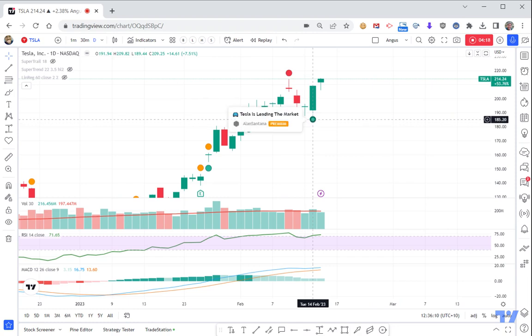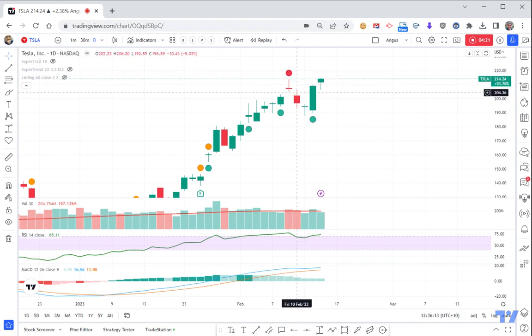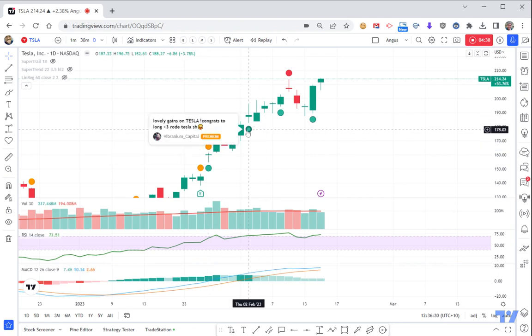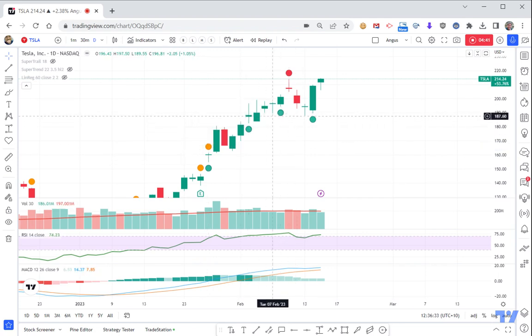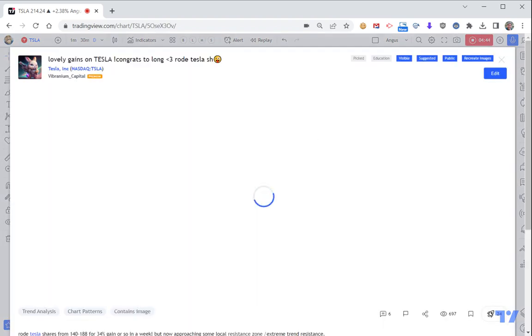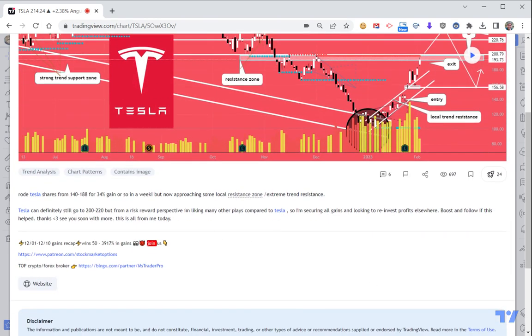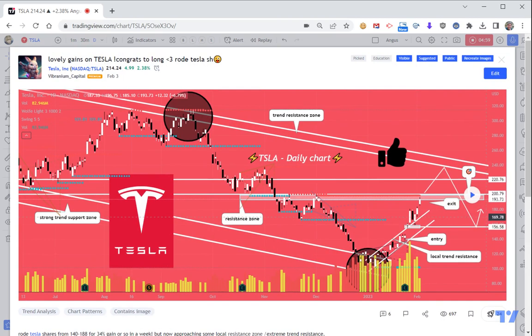And then down here, Alan's saying, don't get back in. So, he made a good call saying, it's likely to reverse. The RSI was obviously overcooked. Probably around here too, you'd be suggesting a bit of caution. Alan was saying there too, the earnings is around there, be a little bit cautious potentially. But again, we're off to the races. Vibranium Capitals, he's saying time to get on board. I think he's decided he likes to read background, but rode Tesla shares for 34% gain or so in a week. Now approaching some resistance, can still go to 200 to 220, blah blah blah.